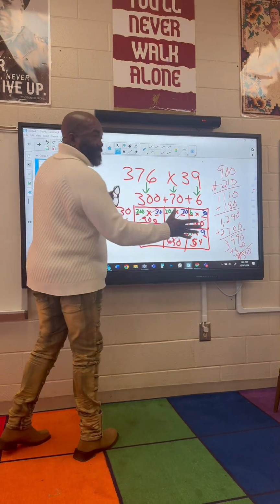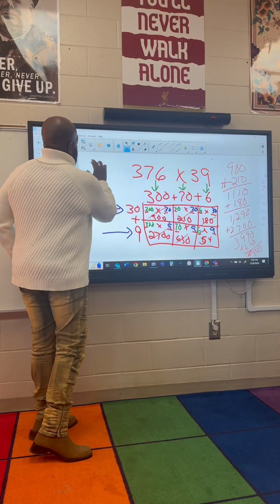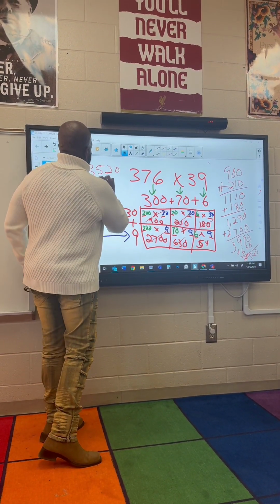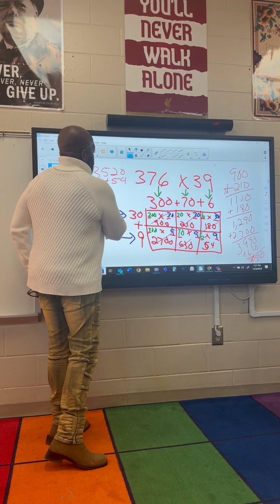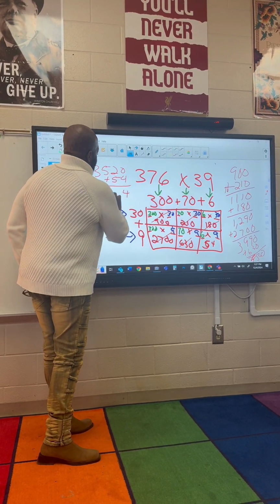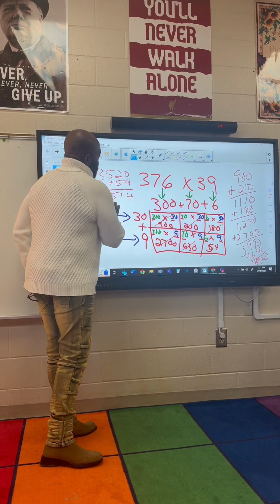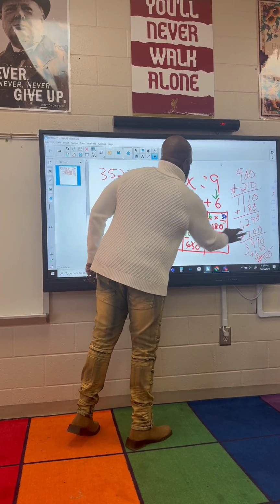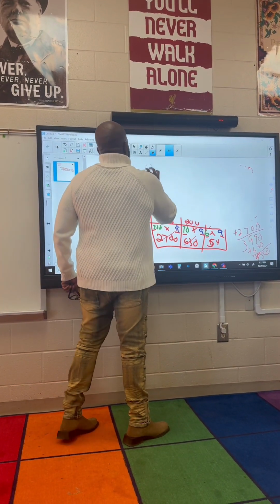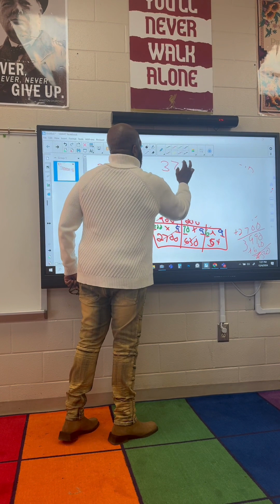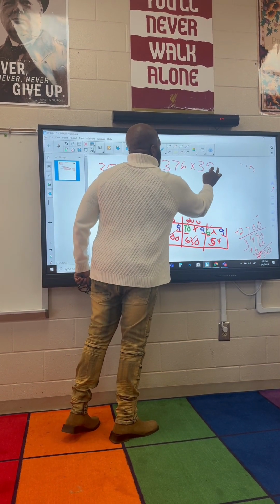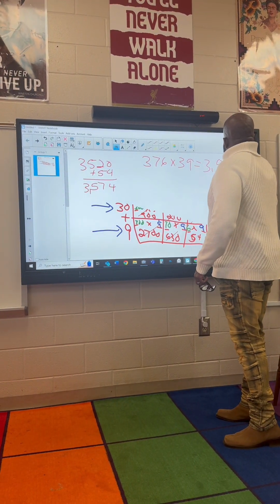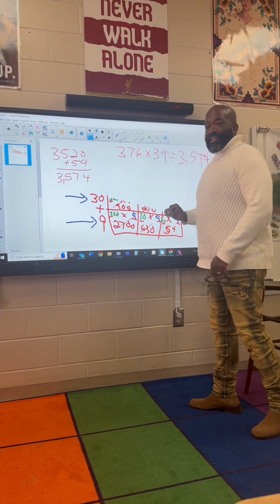And I always tell my kids, it doesn't matter where you add it up as long as you know where you're going. So it's going to be 3520 plus 54. This is scrap paper, it's supposed to be messy. So now I know that 376 times 39 equals 3,574. It's kind of messy, but you get the gist.